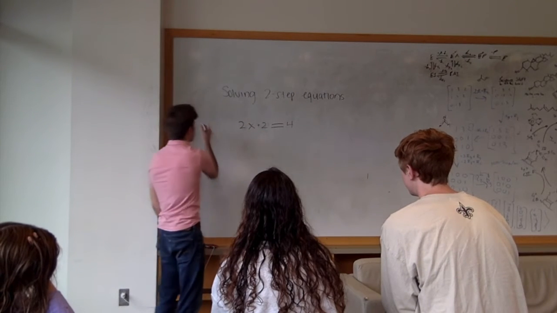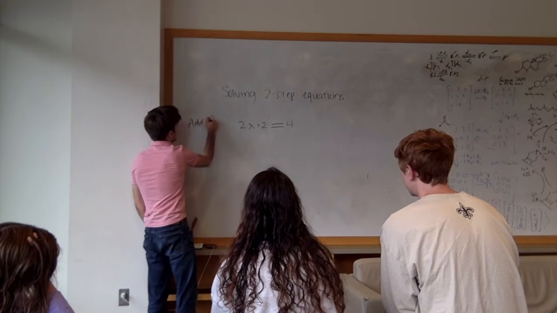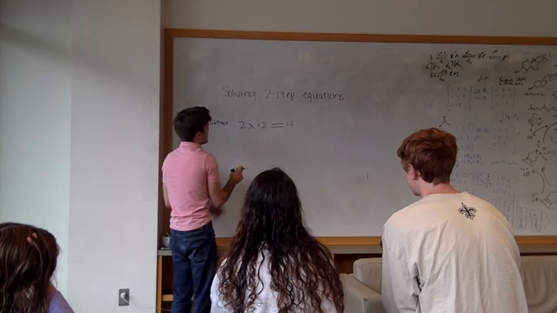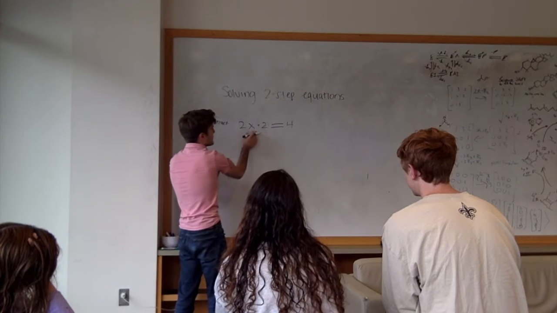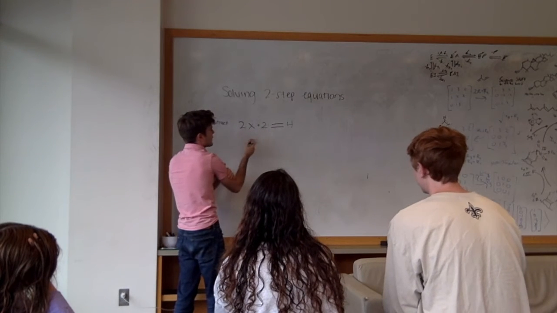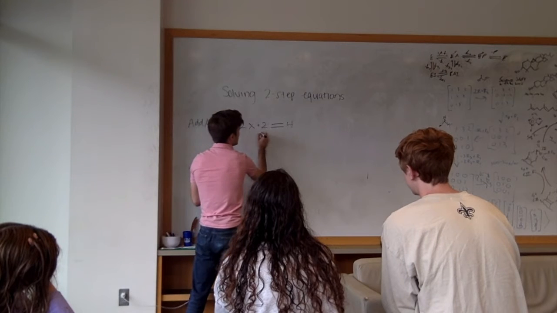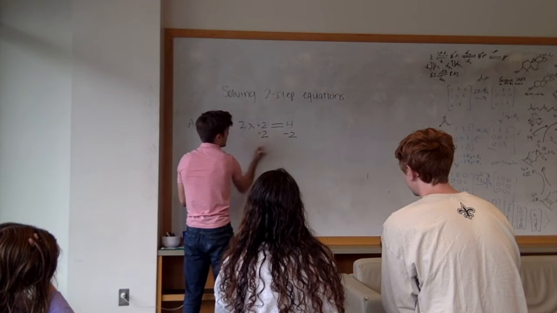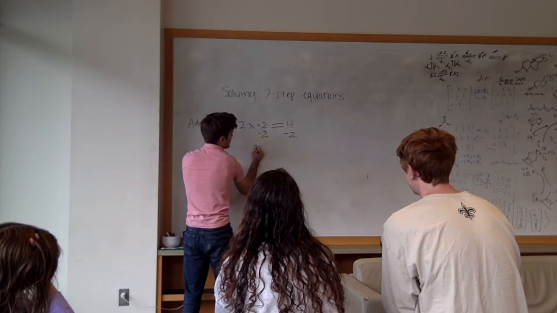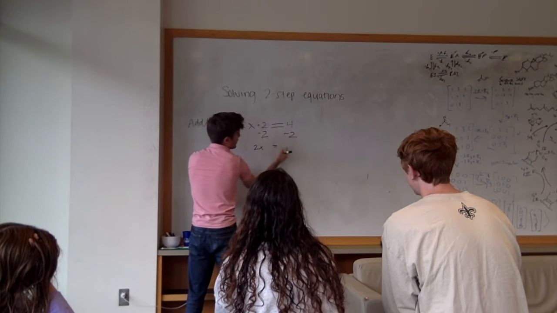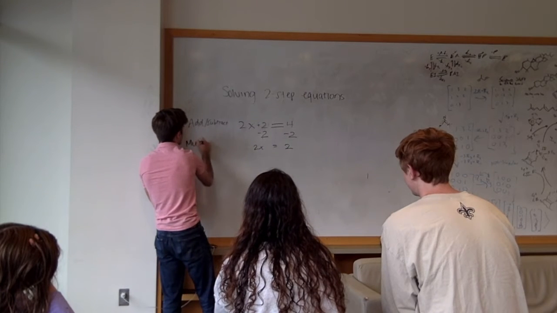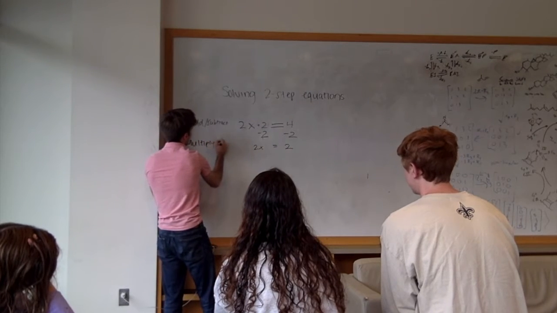The first thing I do is add or subtract where that's necessary. When I'm moving things around to get x by itself, whatever I do to one side, I have to do to the other side. So I'm going to start by subtracting 2 from both sides. What am I left with on the left side? 2x. 2x equals what? 2. Perfect. Then after that, I'm going to multiply or divide.